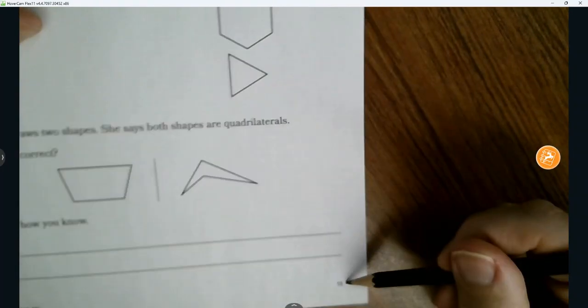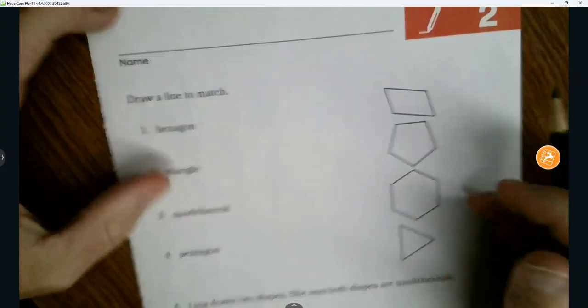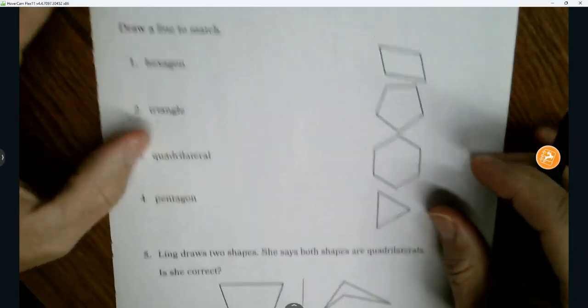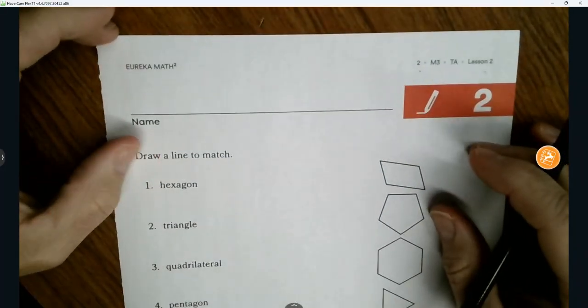This is on page 13, and that's it. There is no page 14. So you only got one page of homework. This is not that bad. All right, let's take a look at this.